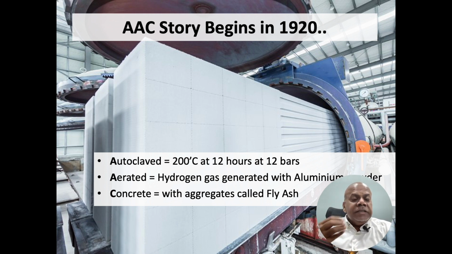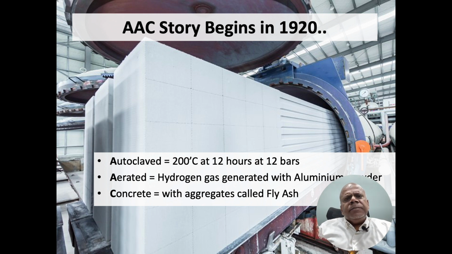But this is a concrete where there are no aggregate stones, no heavy materials. Finely ground sand or fly ash is used in making AAC blocks, and these are the filler materials, the aggregates, which are used in AAC blocks.